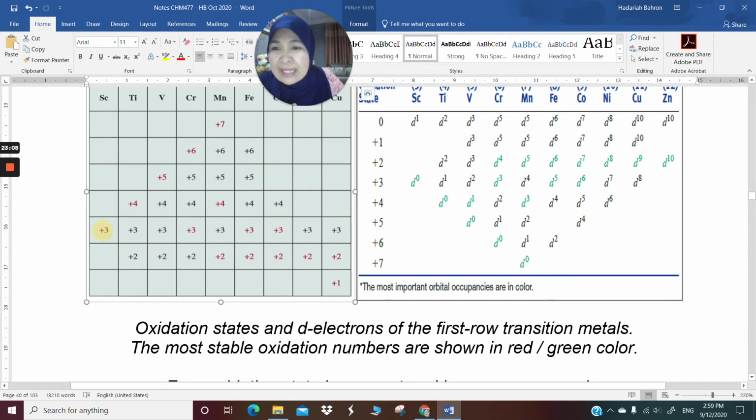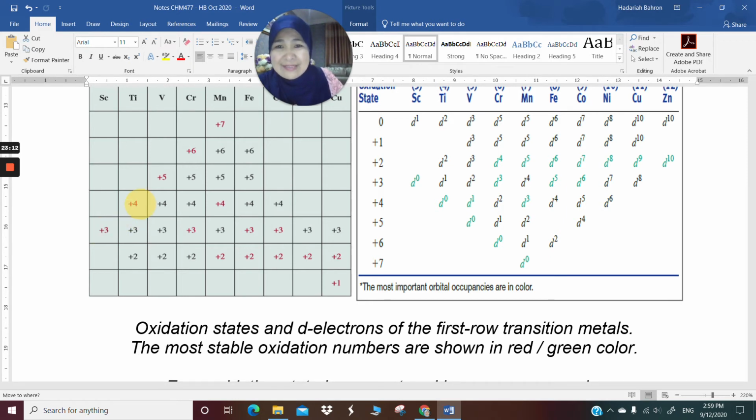So for scandium, the most stable oxidation number is 3. For titanium, 4 is the most stable, but you get titanium 3 and titanium 2, but these two are not stable. Vanadium has +5 as the most stable oxidation number, but you do have 4, 3, and 2 for vanadium, but they are quite unstable.